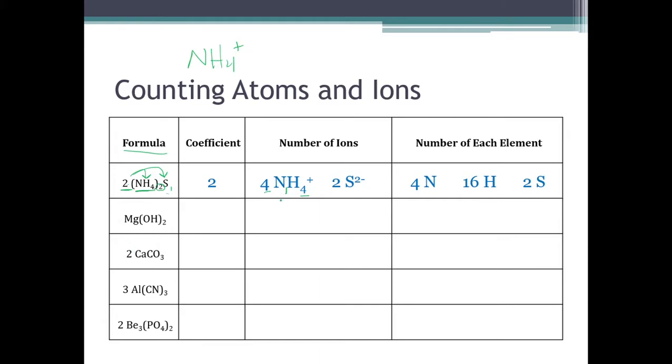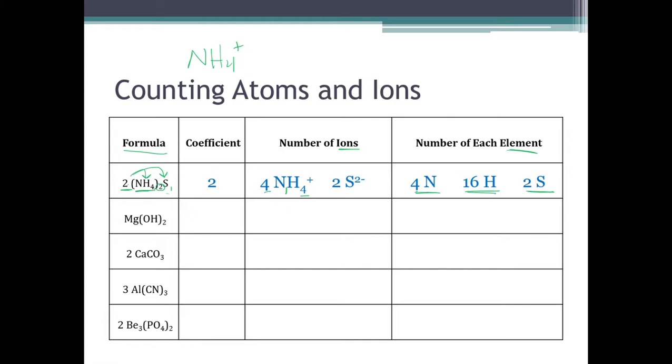The reason we're counting as ions and counting as elements is we're going to learn how to balance these equations in a little bit. We're going to make sure that we are starting and ending with the exact same number of atoms. If we start this reaction with 4 nitrogens and 16 hydrogens and 2 sulfurs, we better end this reaction with 4 nitrogens and 16 hydrogens and 2 sulfurs. So sometimes while we're doing this, it'll be easier to work by individual element. Sometimes it'll be easier to work by ion. It's just going to depend problem to problem, so we're going to practice both ways.